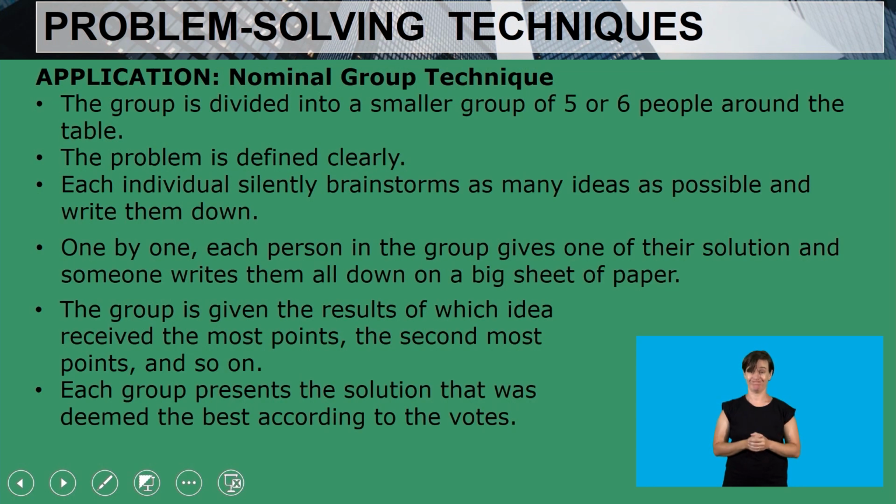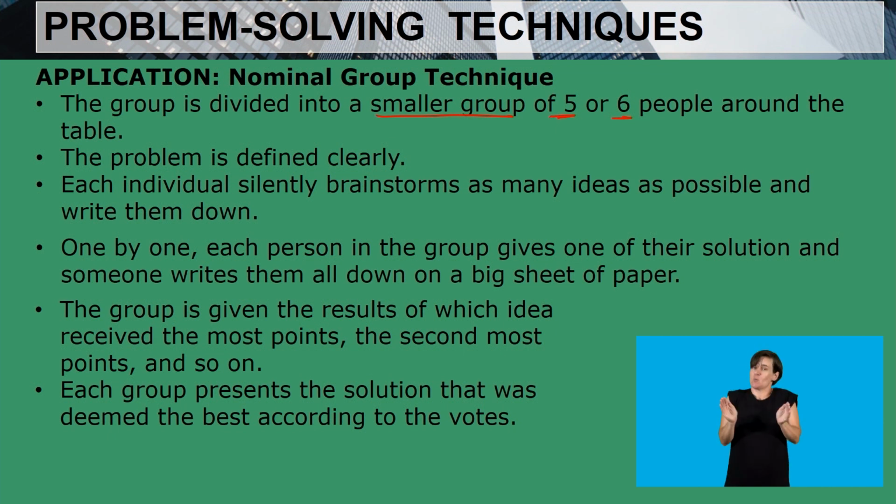It says here the group is divided into a smaller group of 5 or 6 people around the table. So now I want you to imagine that with me. Let's visualize this. So we have a group of people. We divide them into smaller groups. Very important keyword, smaller groups of 5 or 6 people around the table. Secondly, the problem is defined clearly. Remember, when we are defining the problem, we've identified it. We're coming up with the causes of the problem so that everybody understands what the problem is or what the causes of the problem are.